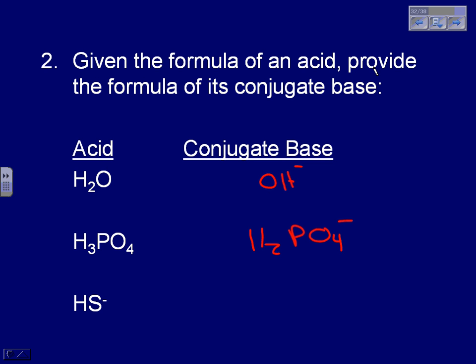HS-. If it's an acid, what's going to be left when it's done doing its job? Emily? S. And what's the charge going to be? It is a minus to begin with. It's given away an H+. Now what's it going to be? Phil? -2. Because it went from -1 to -2 when it gave that charge away.